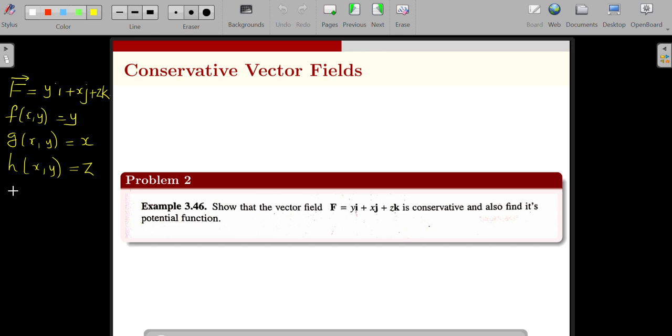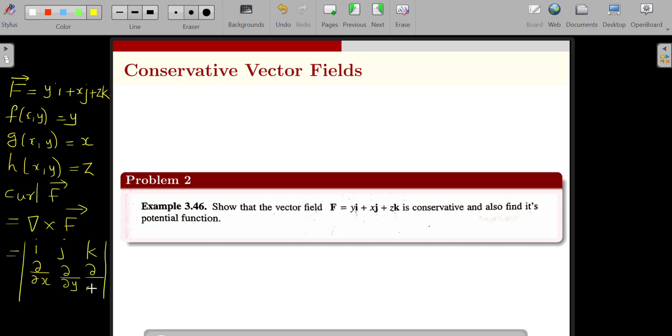Calculate the curl F. So curl F is equal to del cross F by definition. This is equal to the determinant of i, j, k; dou by dou x, dou by dou y, dou by dou z; y, x, and z. So let us calculate this particular determinant.